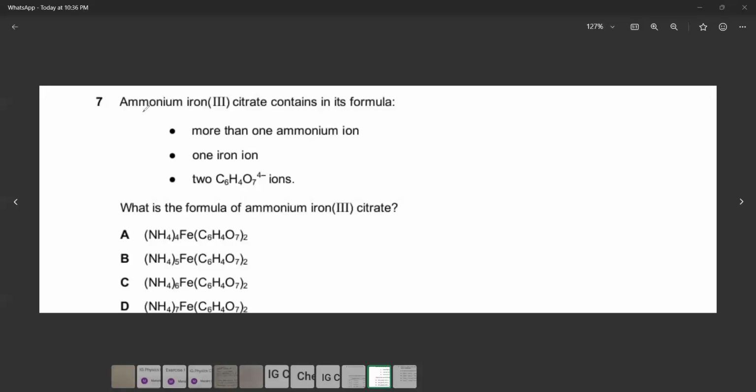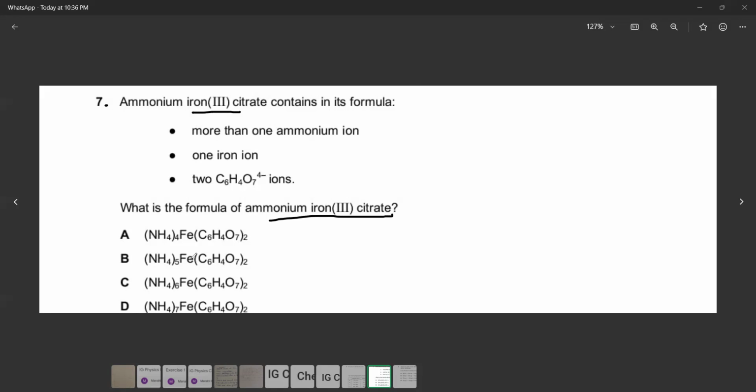So in this question, we have ammonium iron 3 citrate, which contains in its formula more than one ammonium ion. It contains one iron ion and two citrate ions with a valency of 4 minus. What is the formula of ammonium iron 3 citrate? Remember, you can work out a separate formula for ammonium and iron 3 citrate and then recombine, and you will get the result.